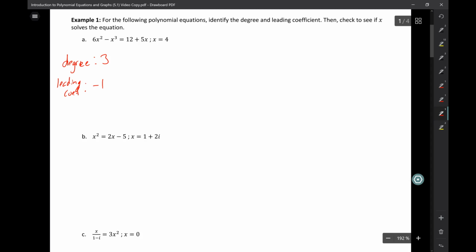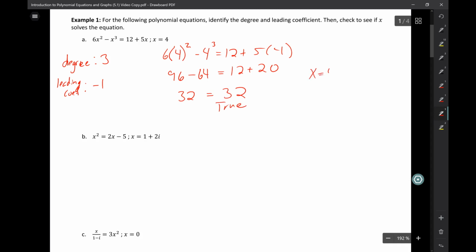So we can do the following. Everywhere we see an x, we're going to put in 4. So 6 times 4 squared minus 4 cubed equals 12 plus 5 times 4. On the left-hand side, 6 times 4 squared gives us 96. Negative 4 cubed will give us negative 64, and that's equal to 12 plus 20. If we simplify further, 96 minus 64 gives us 32, and 12 plus 20 also gives us 32. This is a true statement, therefore x equals 4 solves the equation.